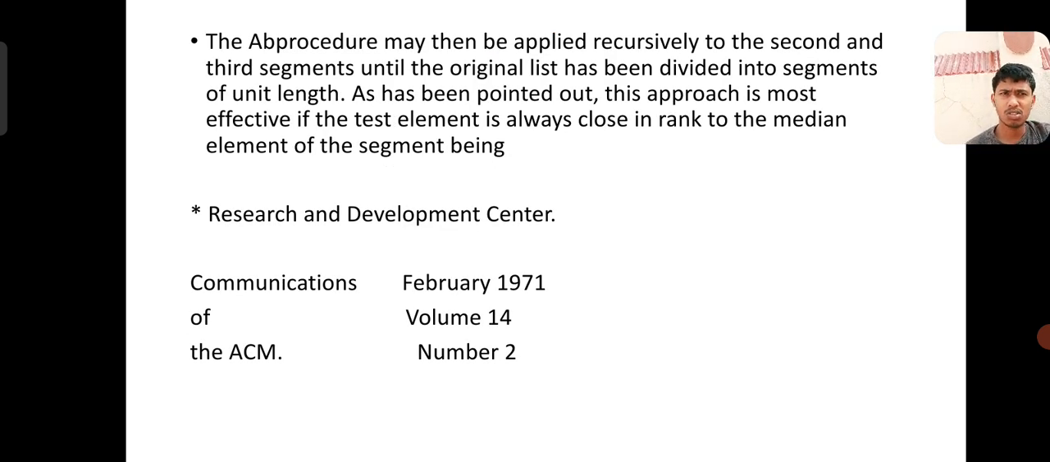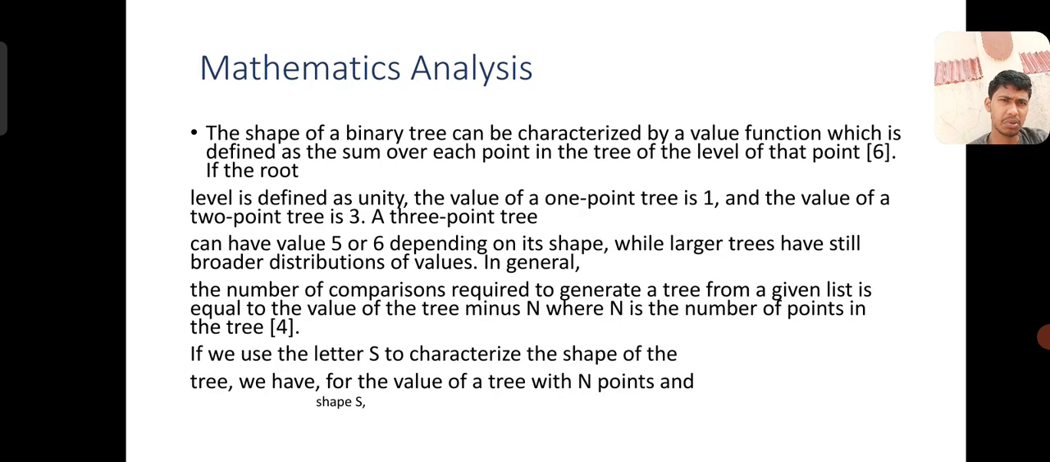The procedure may then be applied recursively to the second and the third segment until the original list has been divided into segments of unit length. It has been pointed out that this approach is most effective when the test element is always close in rank to the median element of the segment. Research and Development Center, Communications of the ACM, February 1971, volume 14, number 2.